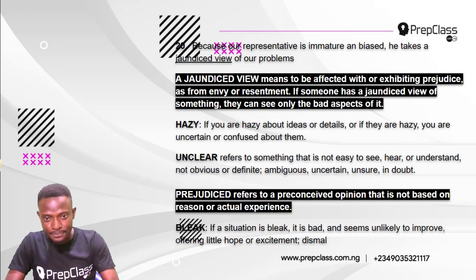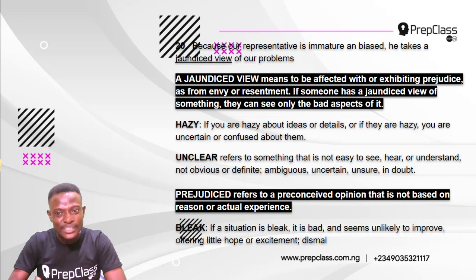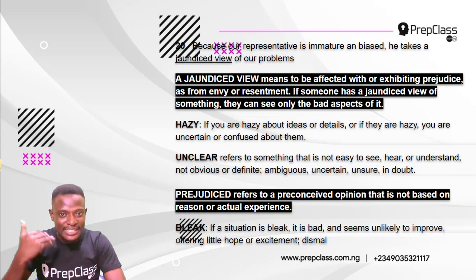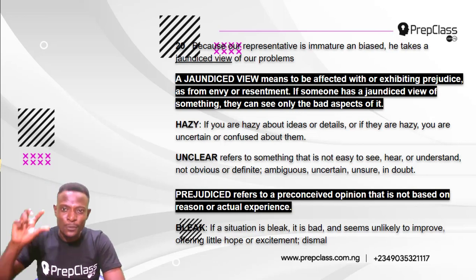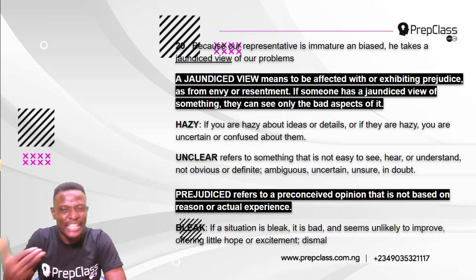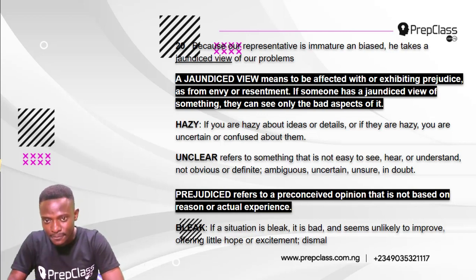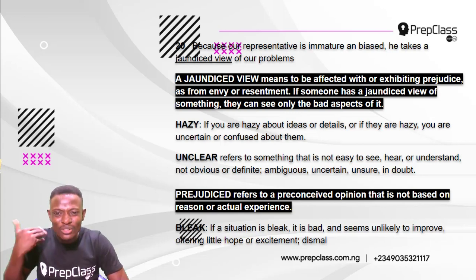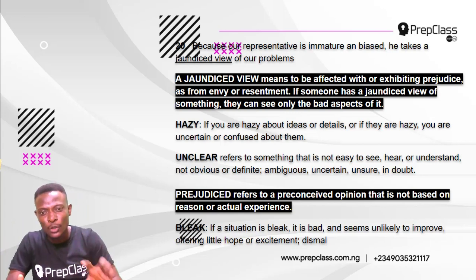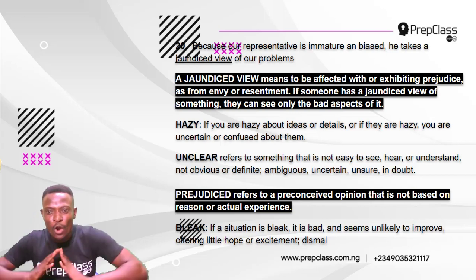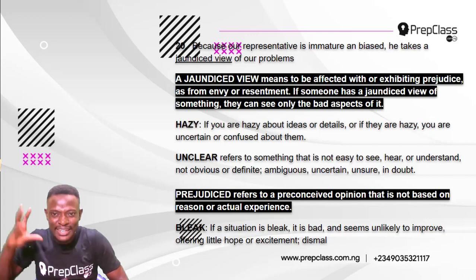Option D, bleak. If a situation is bleak, it is bad and seems unlikely to improve, offering little hope or excitement, to be dismal. Now, looking at the meaning of a jaundiced view, which means to be affected with or exhibiting prejudice. The nearest meaning to a jaundiced view is option C, prejudiced, which refers to a preconceived opinion that is not based on reason or actual experience. If you have a preconceived opinion about something, you already made up your mind about that thing. Nothing can change it.